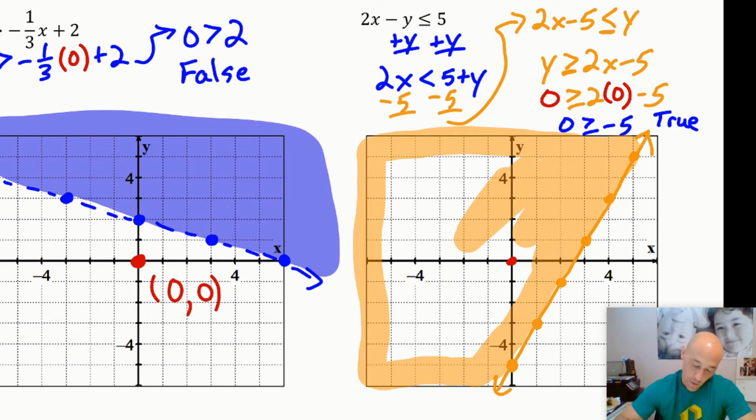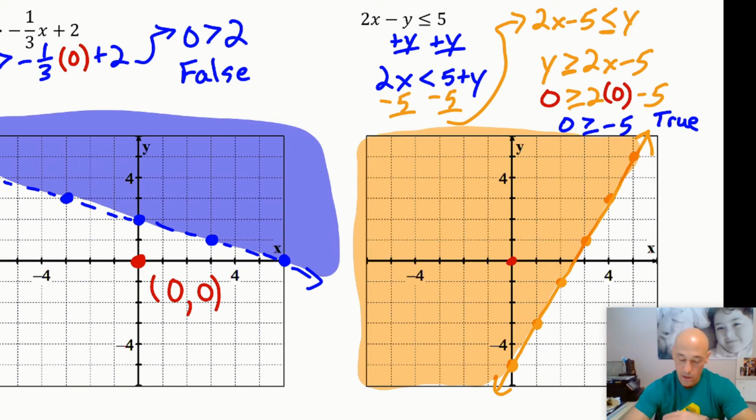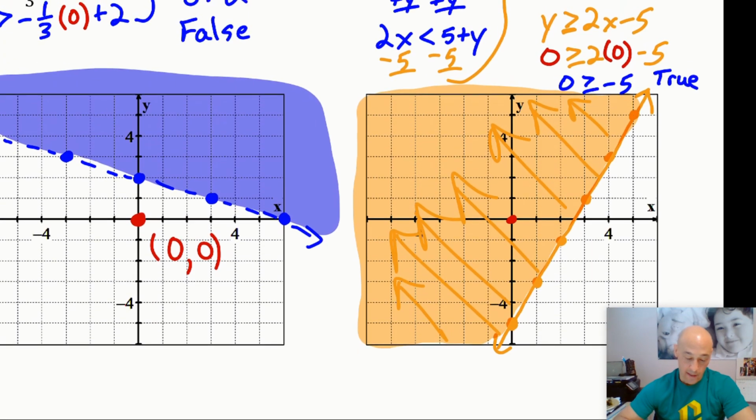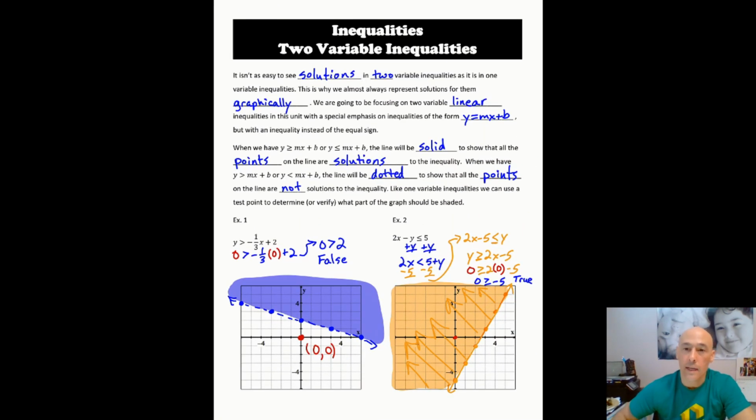And if you do not have a highlighter, which I like to do my inequalities using highlighters, if you don't have one though, you can do something like this. You can say, all right, we're shading all this over here. You could just make these arrows to show where your shading is occurring. And that is two variable inequalities.